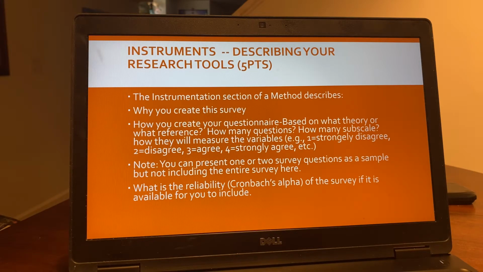So, for example, if you use a Likert scale, you can say 1 equals what, 2 equals what, 3 equals what, 4 equals what, okay? And also, you can show one or two of your survey questions as an example. Say, this is how my questionnaire looks, okay?